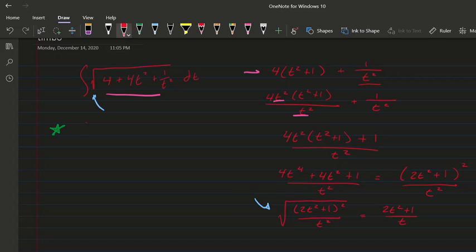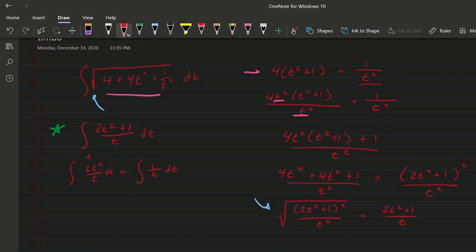Okay, cool. So now we have the integral of 2t squared plus 1 over t. And what's nice about this one is that we can make it even simpler. So we have a common denominator of t, so we can actually split this integral up into 2 parts. So we have the integral of 2t squared over t dt plus the integral of 1 over t dt.